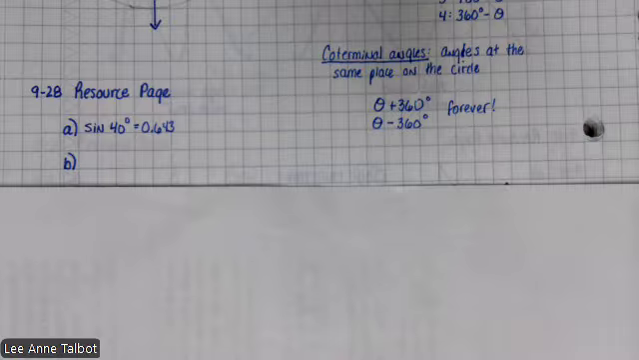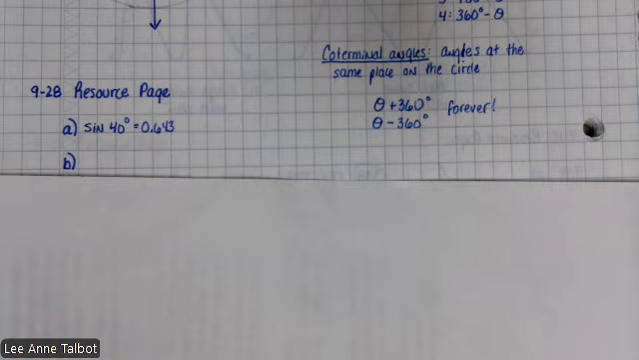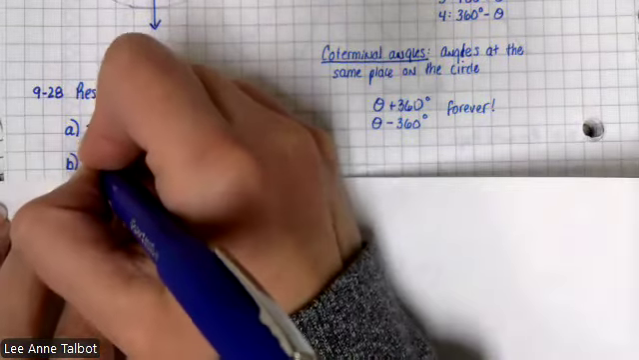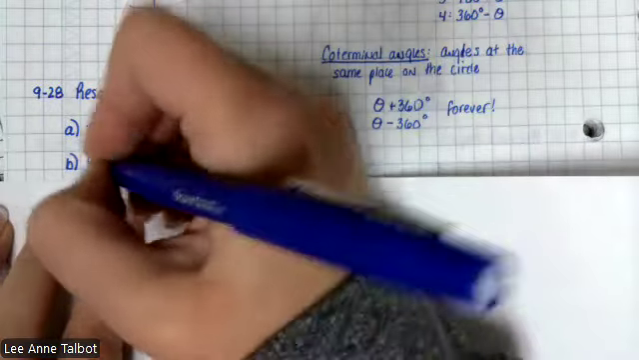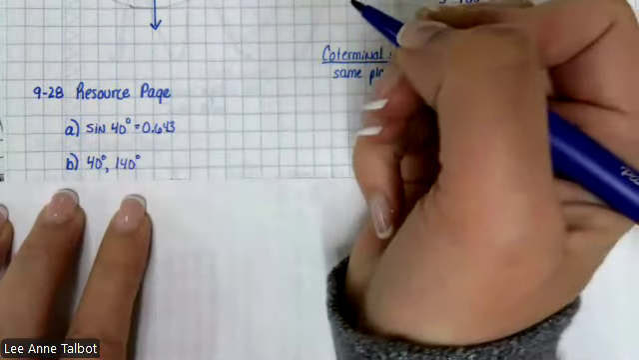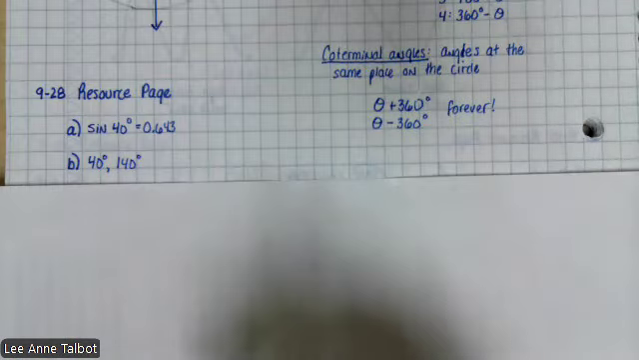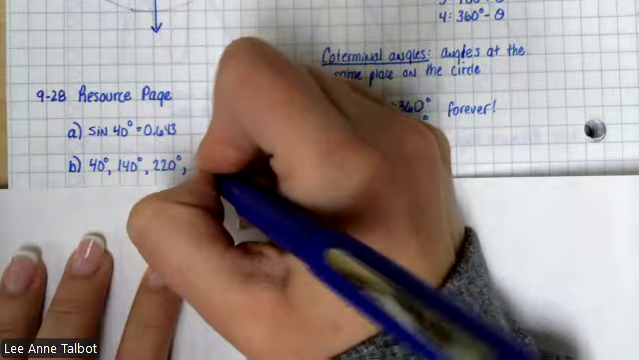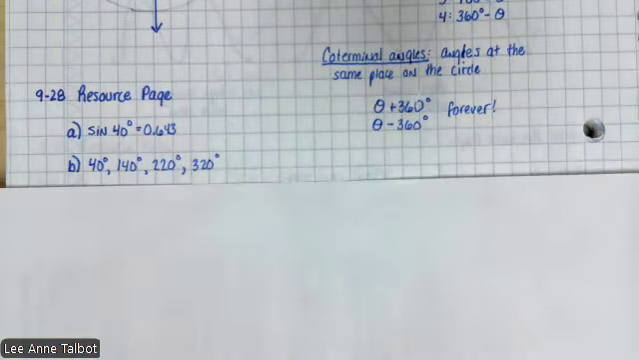We already calculated that. And then what are the other 3 angles in the other quadrants? Okay, so 40 degrees was in quadrant 1. 140 degrees was in quadrant 2, which we found here. 220 degrees is in quadrant 3. 320 degrees is in quadrant 4.